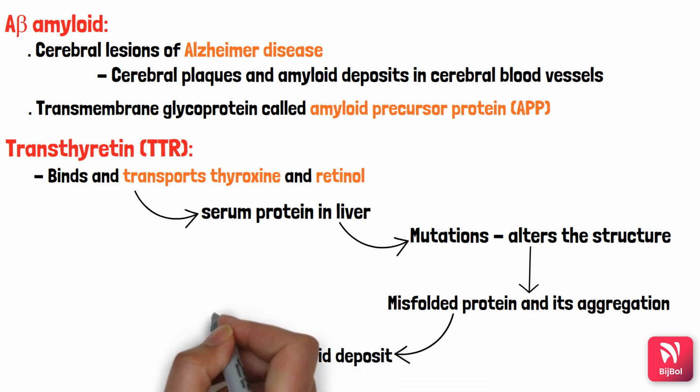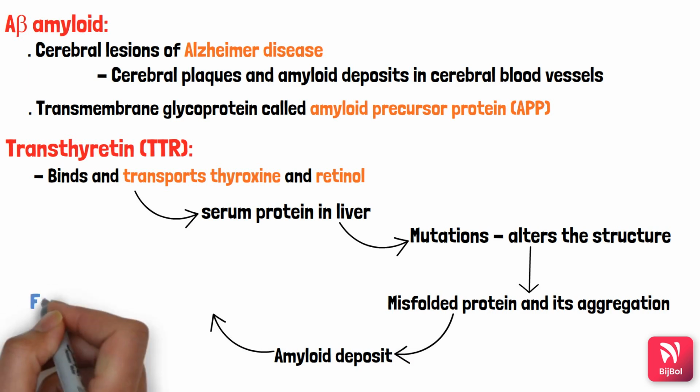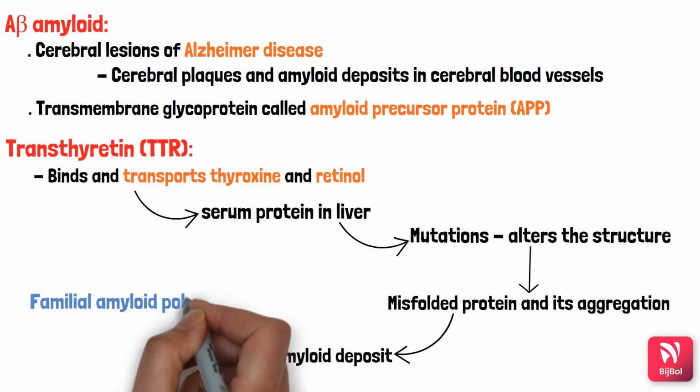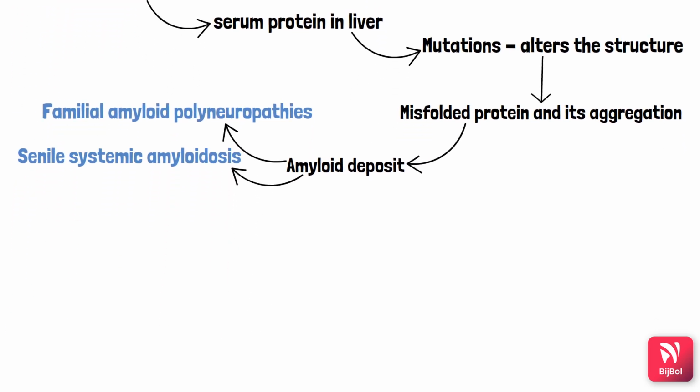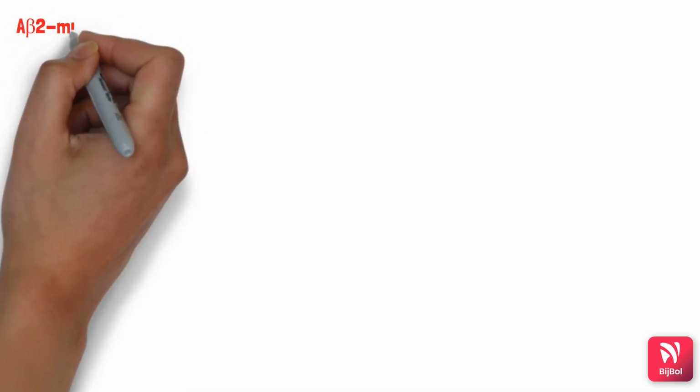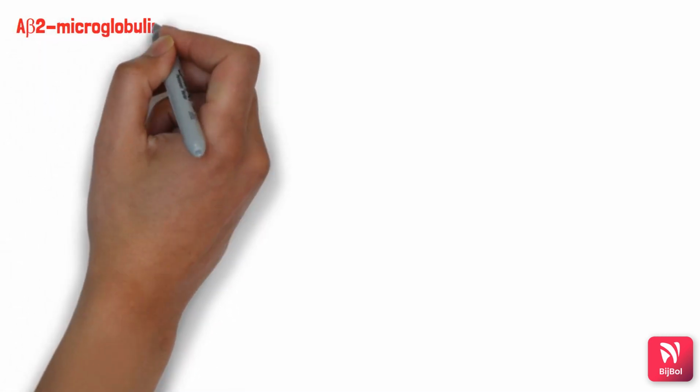So this kind of amyloid deposit results in diseases called familial amyloid polyneuropathies. These are the diseases which show transthyretin. Sometimes this TTR is also seen in the heart of aged persons. That results in amyloidosis called senile systemic amyloidosis or senile cardiac amyloidosis. This is about transthyretin. Next and last one is beta 2 microglobulin.